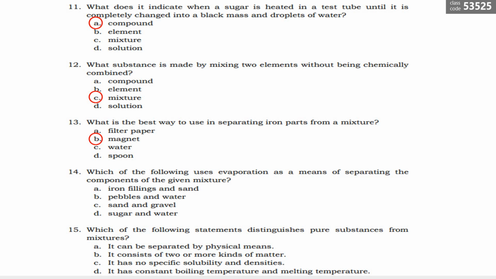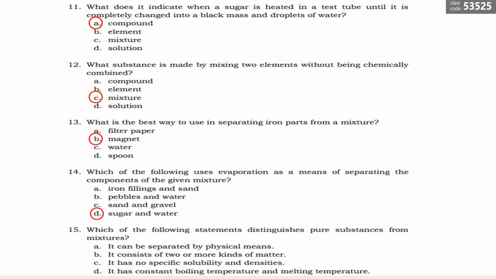Number 14. Which of the following uses evaporation as a means of separating the components of the given mixture? A. Iron filings and sand. B. Pebbles and water. C. Sand and gravel. D. Sugar and water? Go. Okay, let's reveal the answer. The correct answer is sugar and water. Evaporation is used as a means of separating the components of the given mixture.